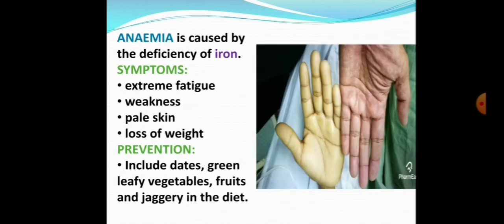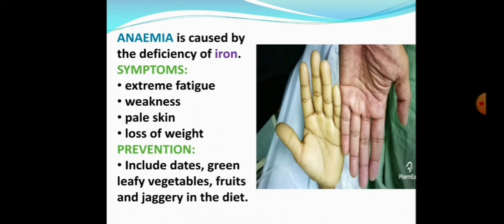Then anemia. I have already taught you this in lifestyle diseases also, that it is caused by the deficiency of iron. When we do not eat food that is rich in iron, we can have anemia, because if we do not eat food that is rich in iron, there will be deficiency of iron in our body, and deficiency of iron in our body means anemia.